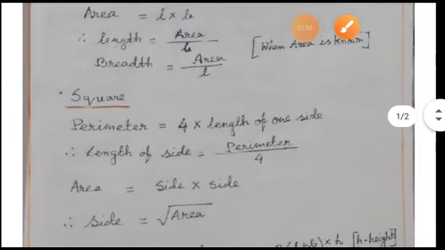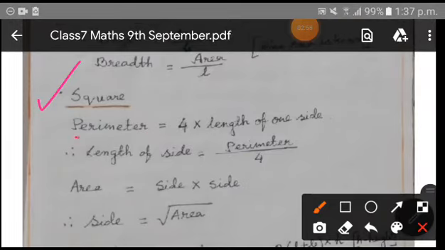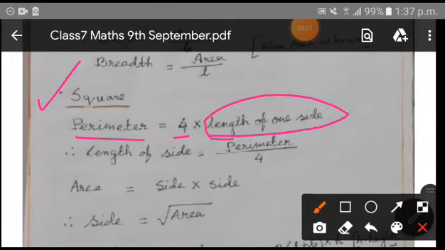Next we are going to study about the perimeter and area of a square. In a square, perimeter equals 4 into the length of one side. Means you know that in a square all the sides are of equal length. So perimeter will be the sum of all the 4 sides. So that means actually 4 into side. Sum of all the sides means 4 times you will have to add the side. That is why it is 4 into side.